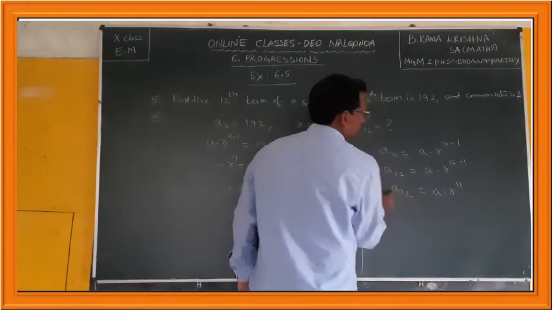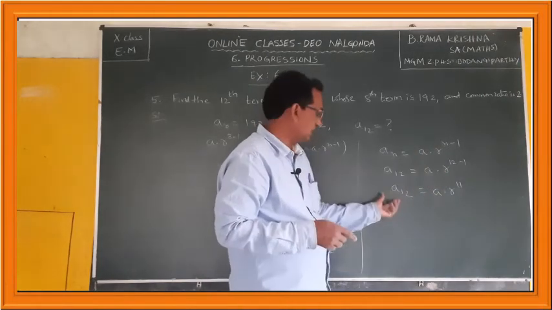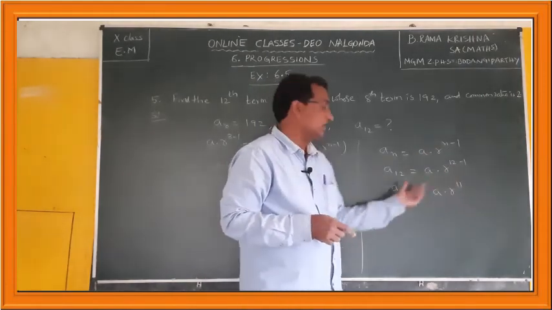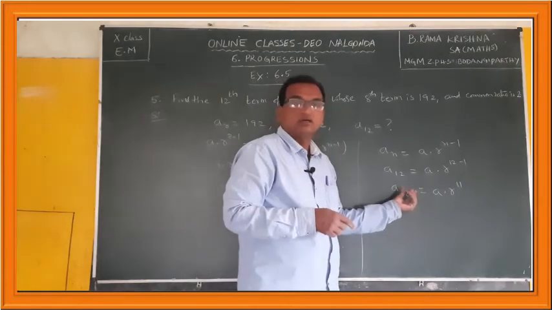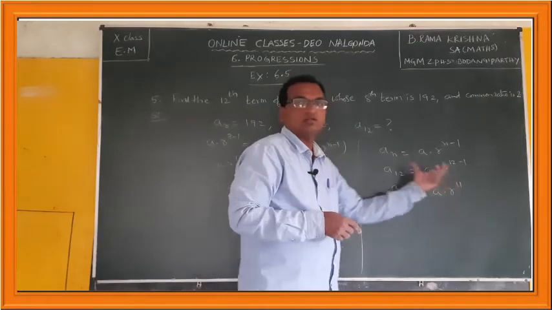You should learn to write like this directly, not using this formula and substituting every time. a12 is equal to a into r to the power of 11. 12 means you have to take one less than that as the number of times you multiply r. Therefore, a12 is equal to a into r to the power of 11.